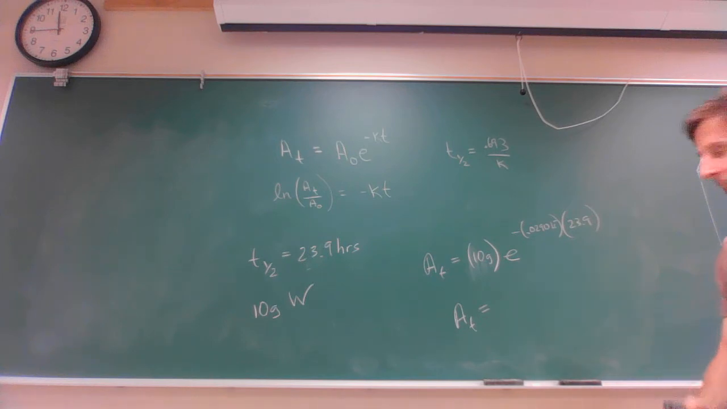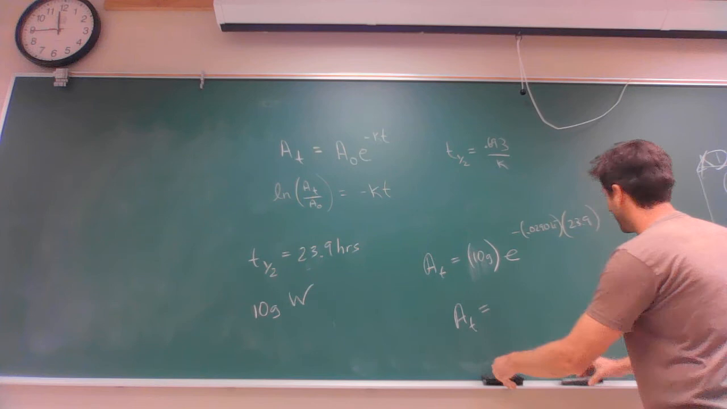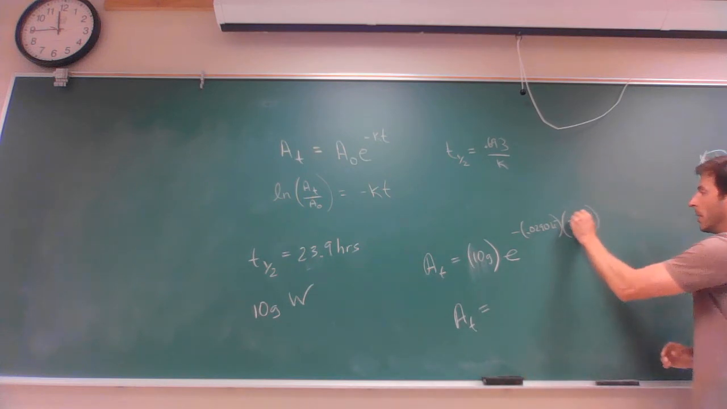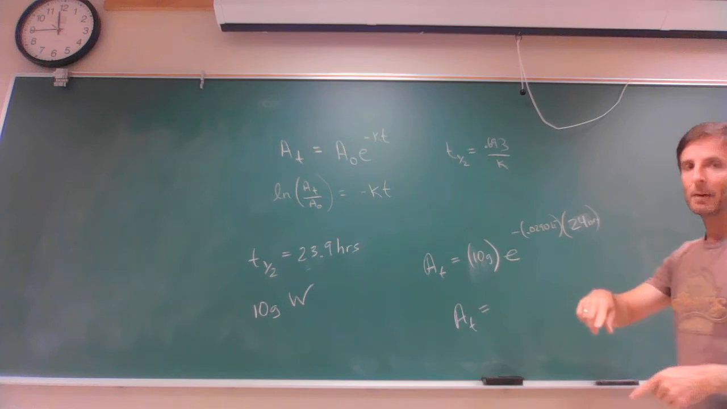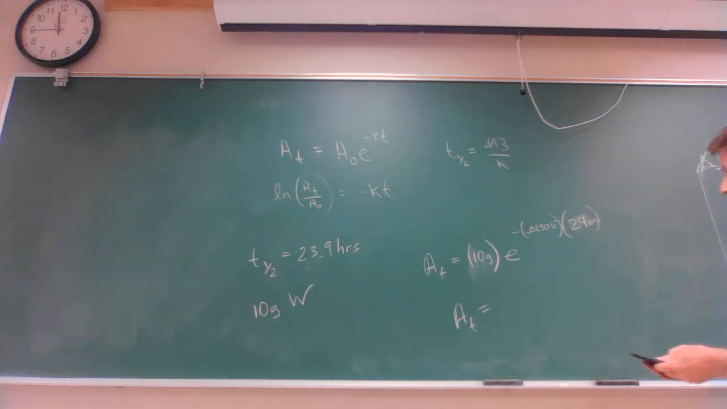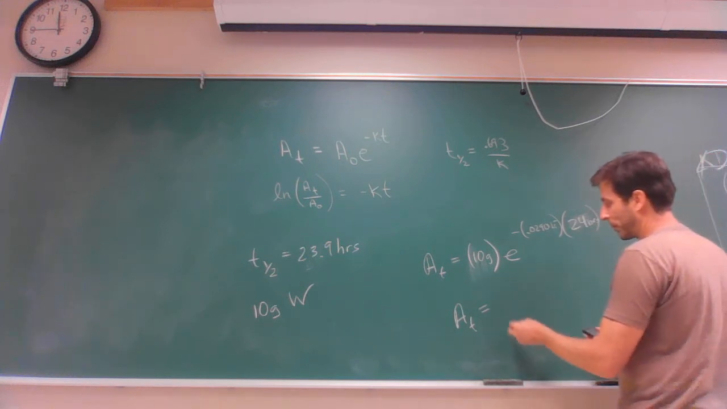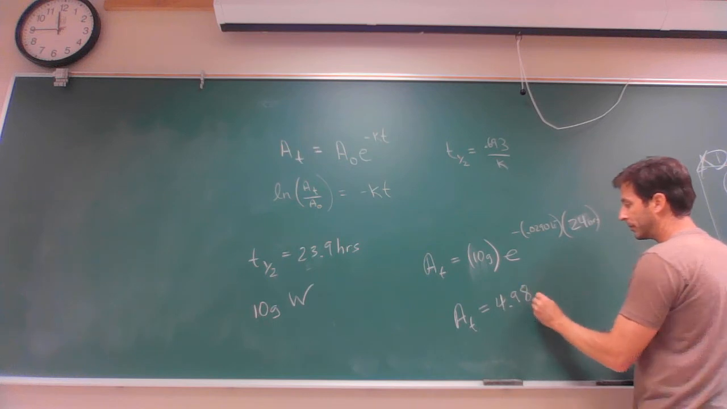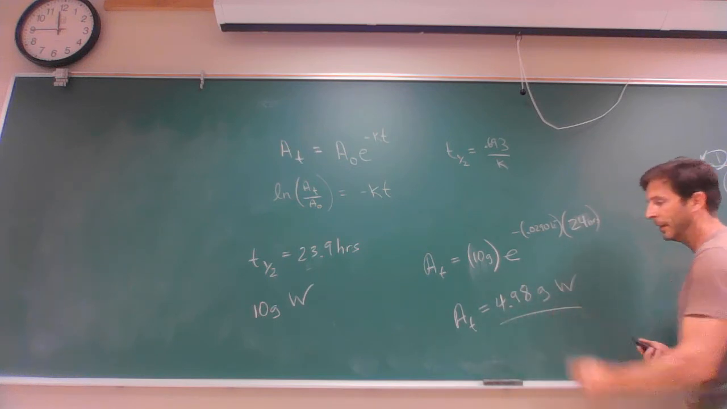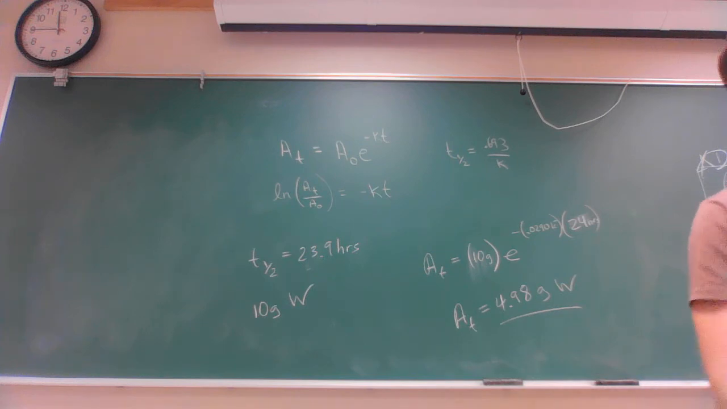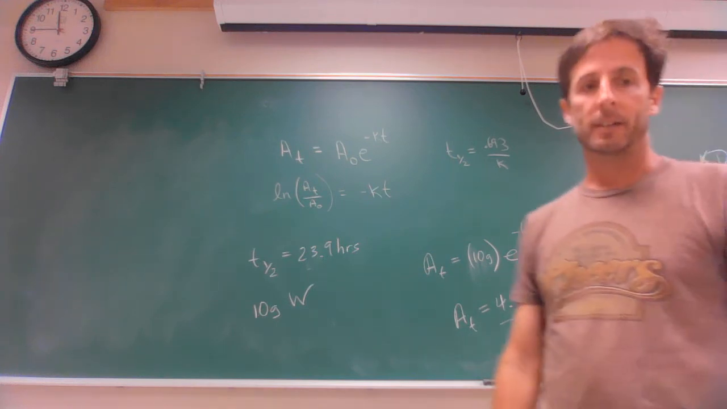Oh wait, no. Actually, I need to put in 24 as my time there. I messed up. 24 hours is the time that has passed. 23.9 was the half-life. So, I got 4.98 grams of tungsten is how much remains. Okay? Let's see.